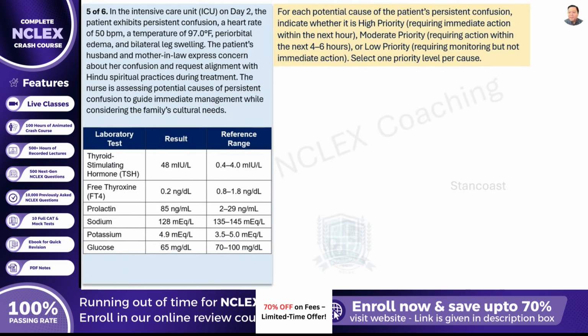It says, in the intensive care unit on day 2, the patient exhibits persistent confusion, a heart rate of 50 beats per minute, a temperature of 97 degrees Fahrenheit, periorbital edema, and bilateral leg swelling. The patient's husband and mother-in-law express concern about her confusion and request alignment with the Hindu spiritual practices during treatment. The nurse is assessing potential causes of persistent confusion to guide immediate management while considering the family's cultural needs.